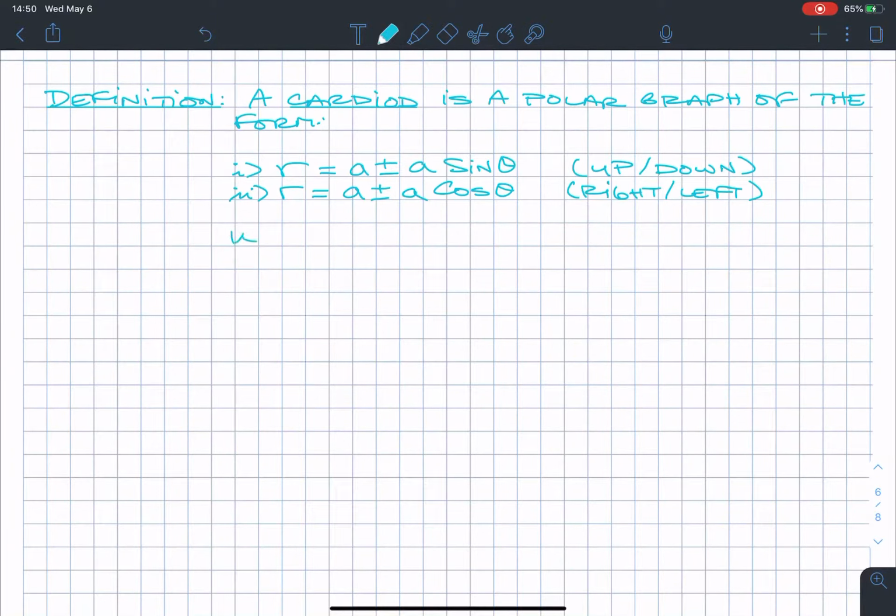Where the side radii, remember radii is plural for radius, so side radii will have length a. Large radius has length 2a and intersects the pole.